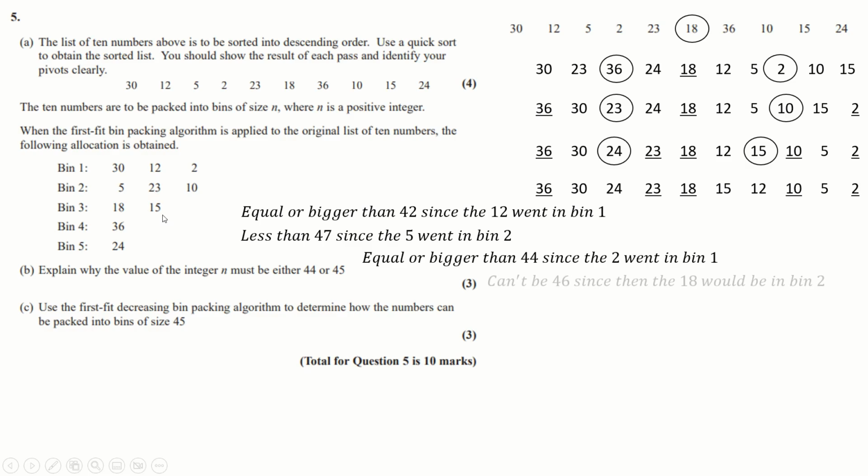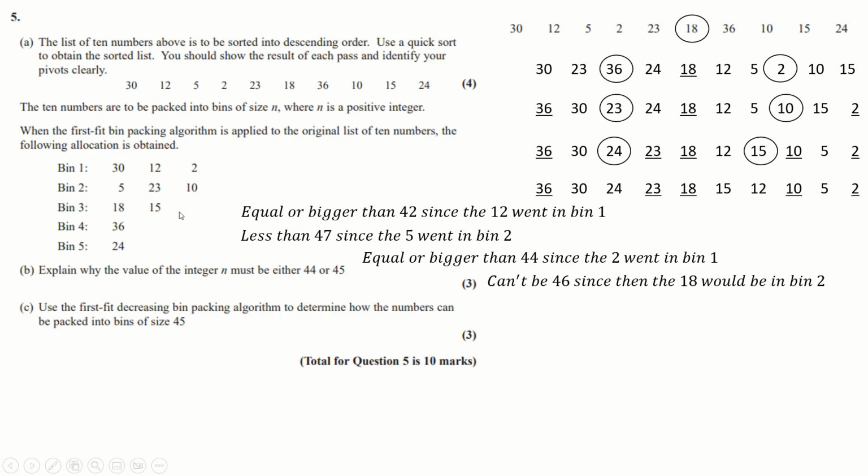That's all very interesting. But if it was 46, the 18 could have fitted into here, I think. Because that plus that is 28, plus that is 46. So it can't be 46, otherwise the 18 would have gone there. And it didn't. So it's got to be bigger than or equal to 44, but can't be 46. That just leaves 44 and 45. So just a bit of thinking through to do that.